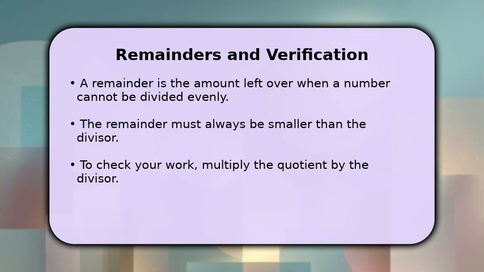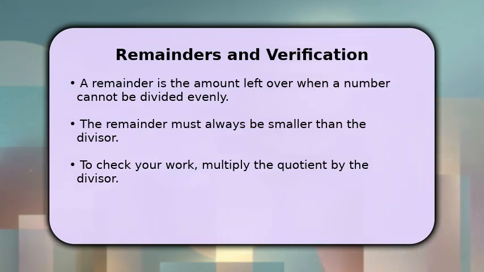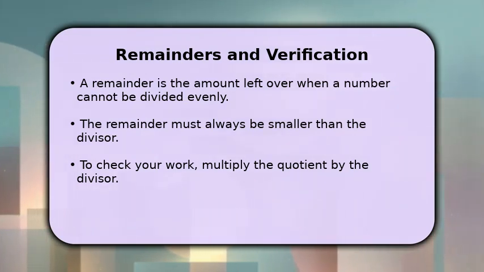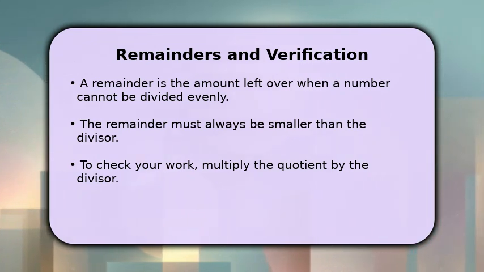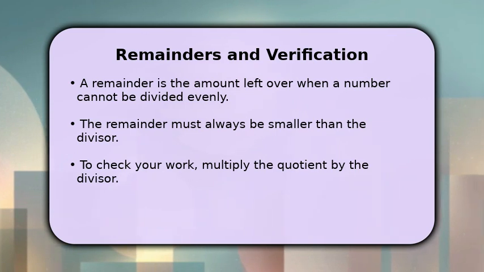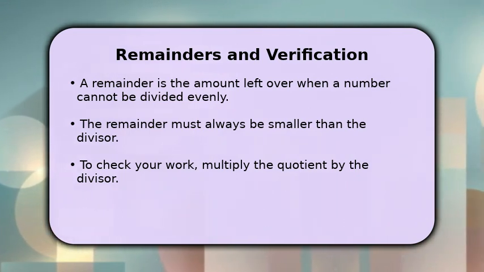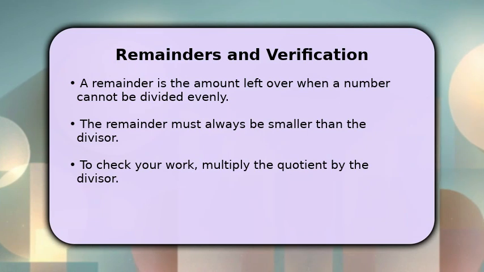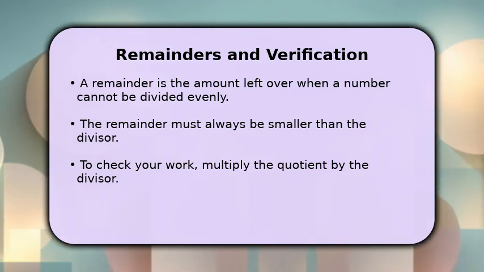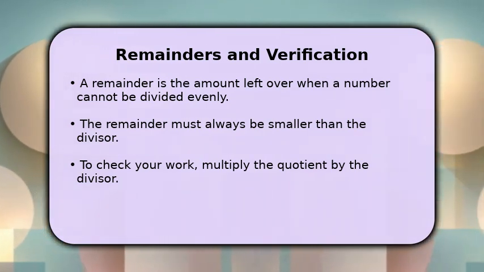Sometimes, numbers don't divide perfectly, leaving a remainder. This is the amount left over, and it must always be less than your divisor. To ensure your answer is correct, you can easily check your work. Multiply your quotient by the divisor, then add any remainder to that product. The final sum should exactly match your original dividend, confirming your calculation.